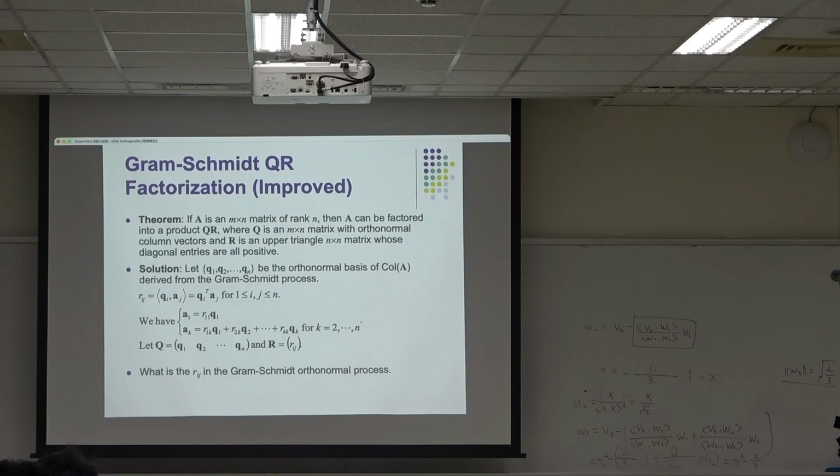Then A can be factored into a product QR, where Q is an m by n matrix with orthonormal column vectors, and R is an upper triangular n by n matrix whose diagonal entries are all positive. It's kind of interesting.